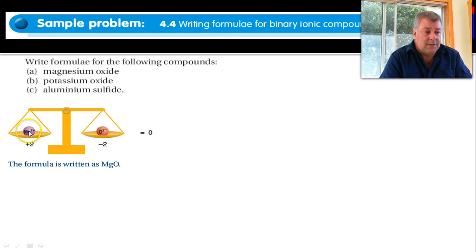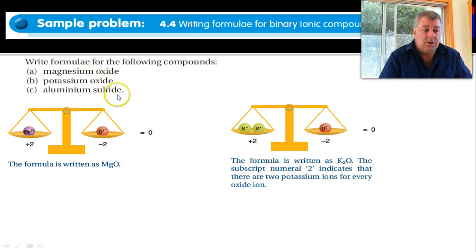So you write your ion, magnesium and oxygen, +2, -2. It balances, therefore the formula is 1 magnesium, 1 oxygen, written like that. Pretty simple technique. What about potassium oxide? Well, potassium is +1, oxygen is -2, so to get +2 on this side you need 2 potassiums, and so the correct formula for potassium has to show these two, so it's K2O.